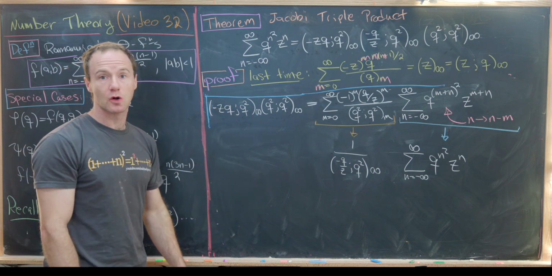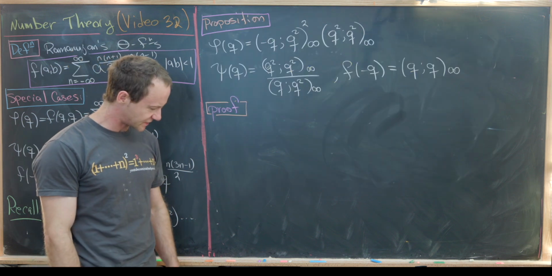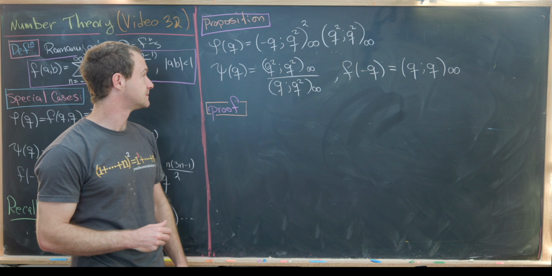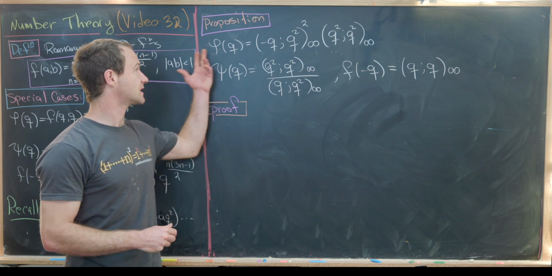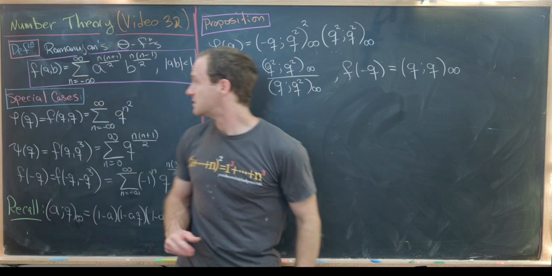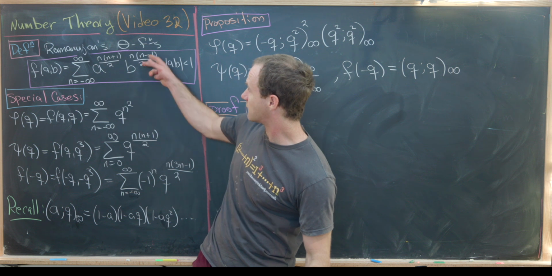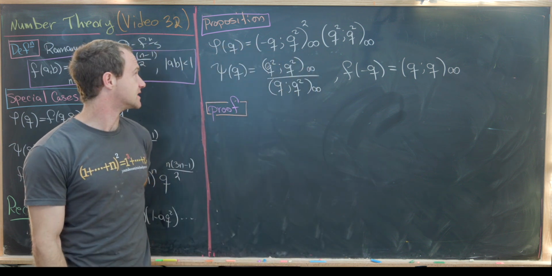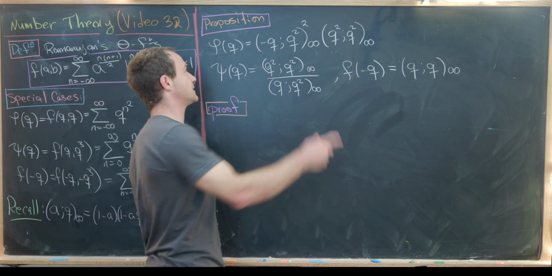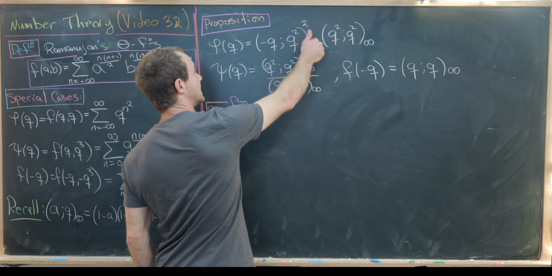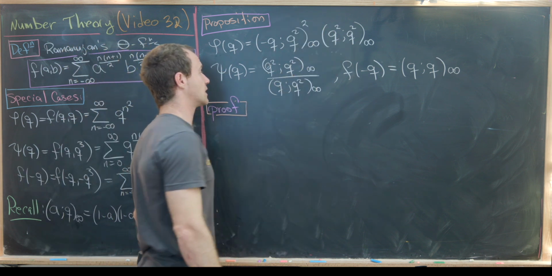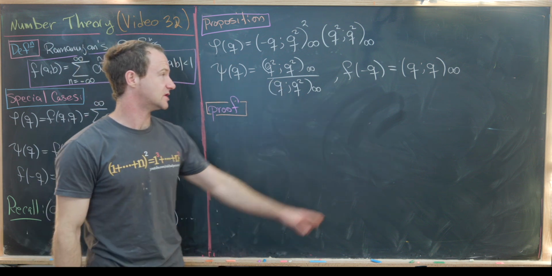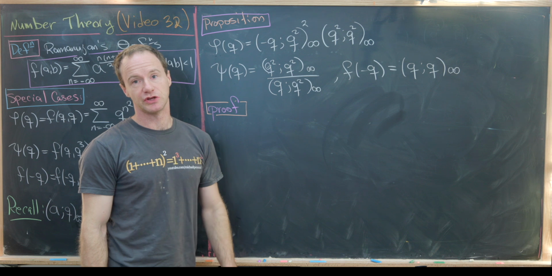Okay, so let's look at a corollary of this theorem. So here's a proposition which is really a corollary of what we just proved, the Jacobi triple product identity. And that is the ability to rewrite these special cases of Euler's theta function in terms of products instead of sums. So this phi of q is minus q squared infinity squared, and then q squared. This psi of q has the following form, and then f minus q can be rewritten as q infinity.